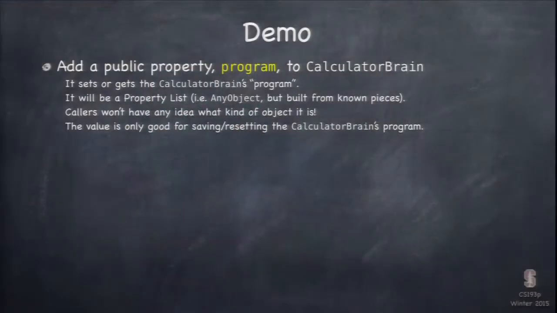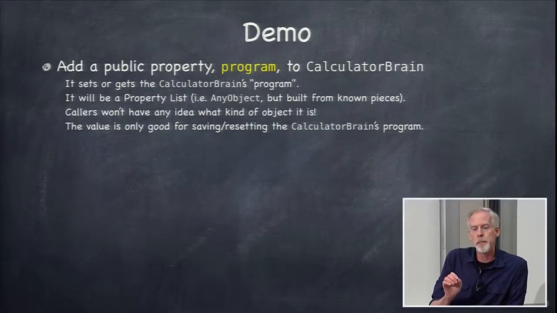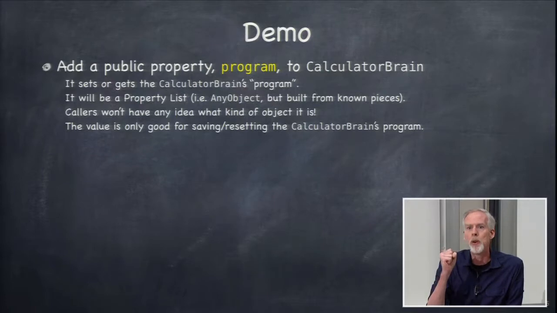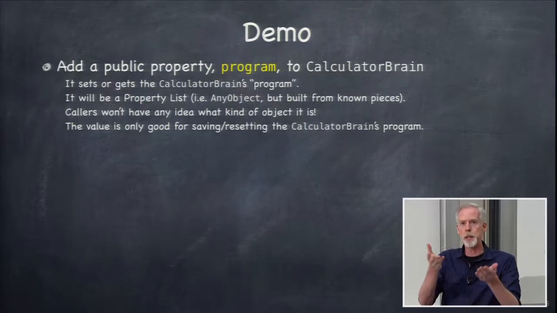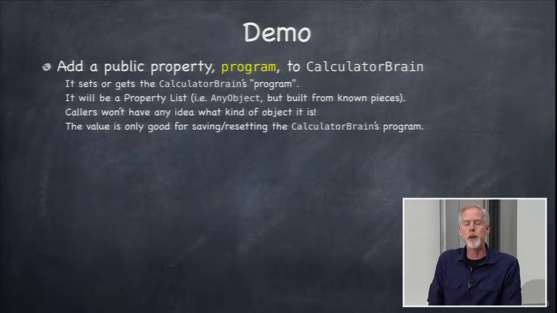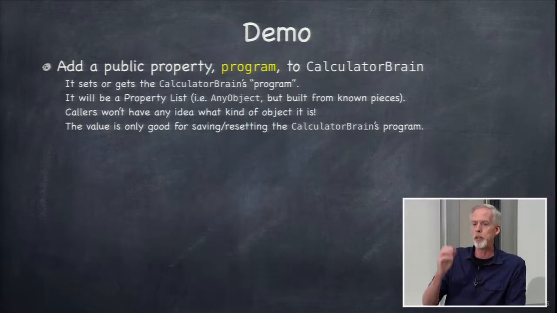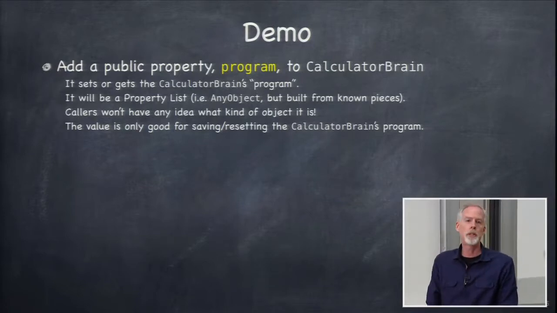All right, so I'm going to do a little demo here, show you a little more about property lists and also AnyObject, because you've never seen AnyObject in action. And what we're going to do is we're going to add a property to our calculator brain, which gets its program. Okay? So our calculator brain has a program, especially your versions where you added variables to it. It's got this kind of program. So it's like a little computer program, and you can execute that program, set its variables. It's great. So it'd be nice if we could get that program.